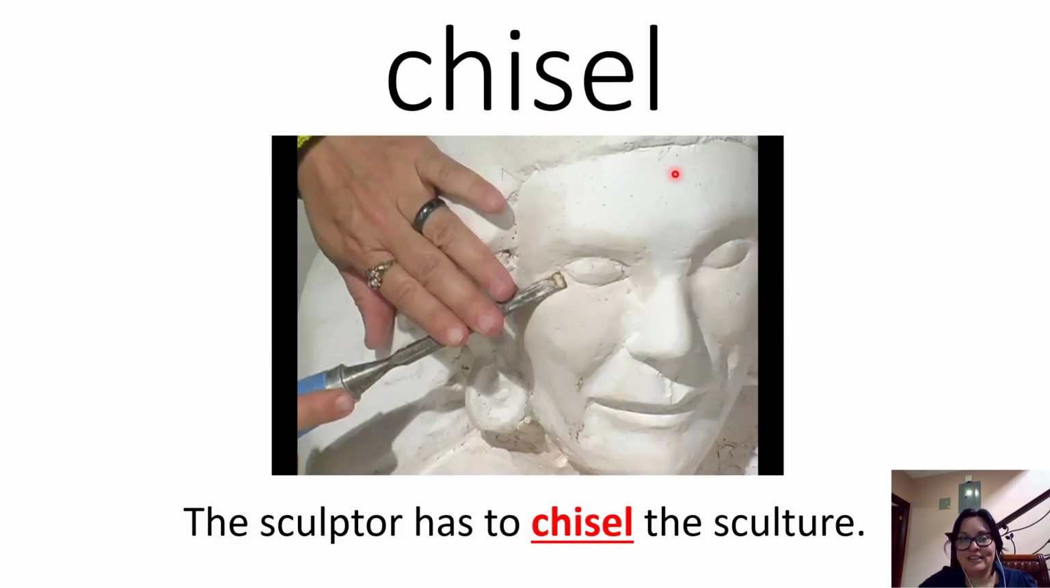Chisel. Chisel. Okay, chisel can be an action, a verb, or also chisel can be this tool that we have in here, the one that the woman is using to give the shape of a face to that stone. But to chisel is also the action of giving shape to a stone or a wood. So in here it says, the sculptor has to chisel the sculpture. So we can talk about chisel, the tool, or chisel, the action of giving shape.